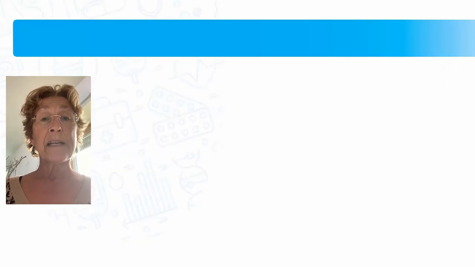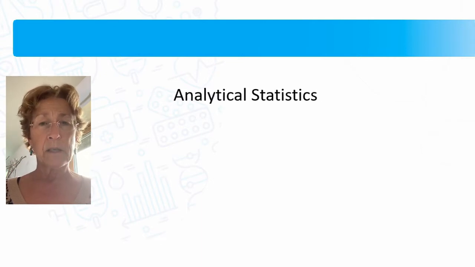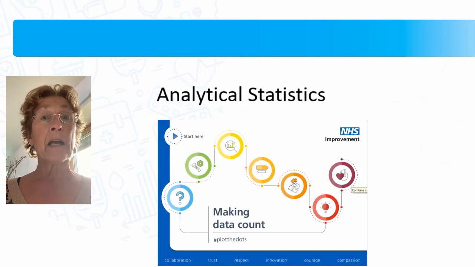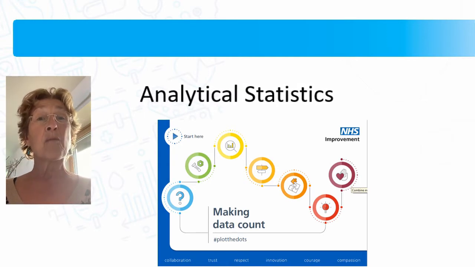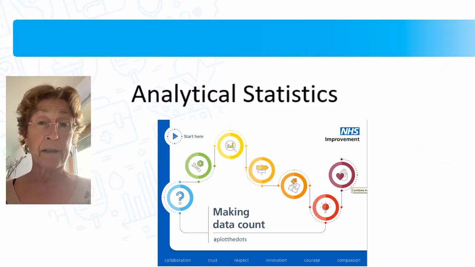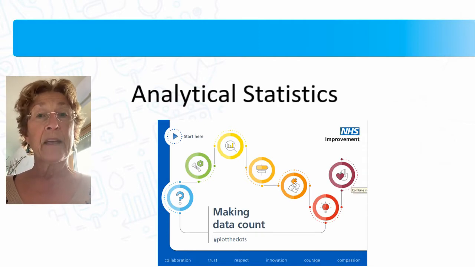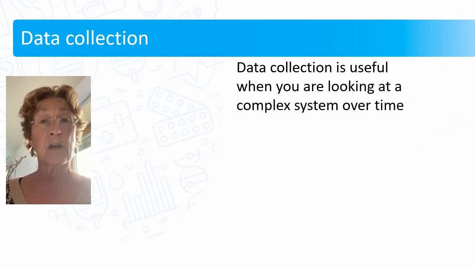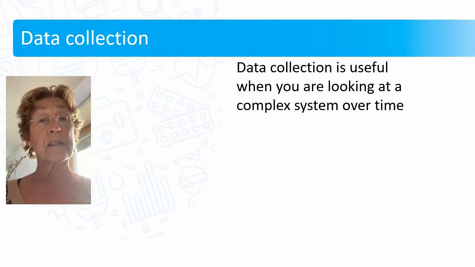In improvement, instead of using enumerative statistics, we're using analytical statistics. Now, there are some differences there, and I'm just going to very briefly explain a couple of them. But I think you will find within the booklet that I've sent to you, there are some really good examples, including graphical examples that you can use to discuss with colleagues who are perhaps a little bit skeptical that the data collecting that you're doing is useful. Yes, it is useful when you're looking at a complex system over time and you're looking to see whether the interventions you're making are shifting the performance of that system.